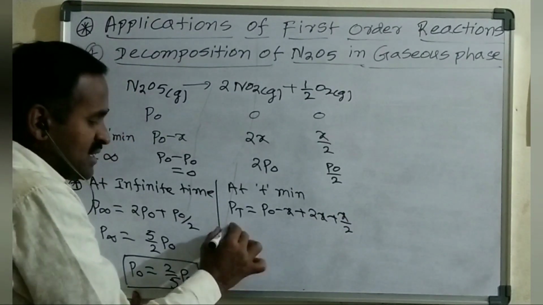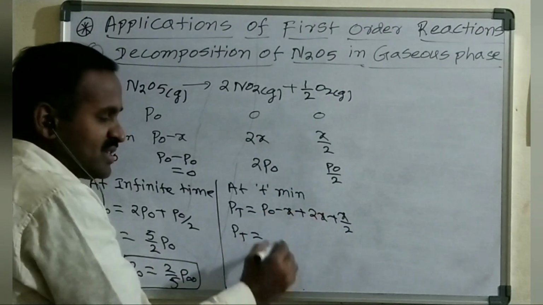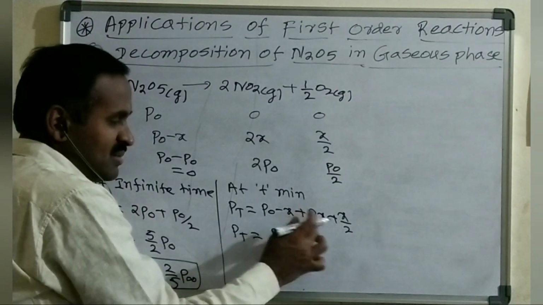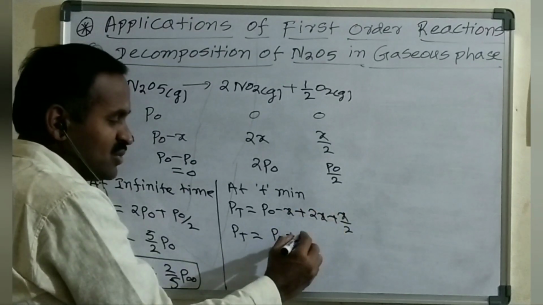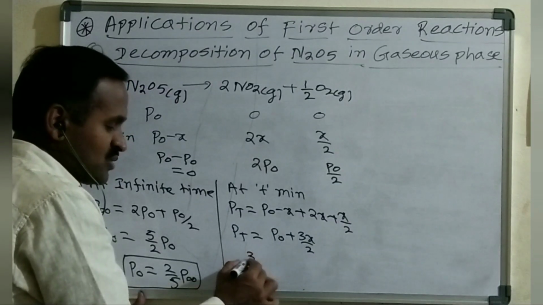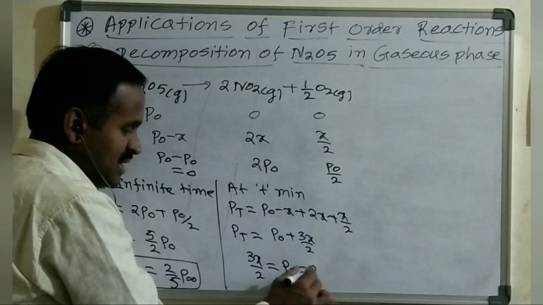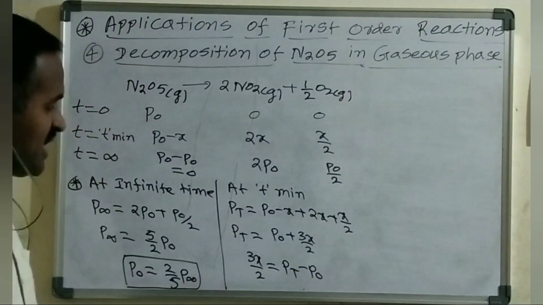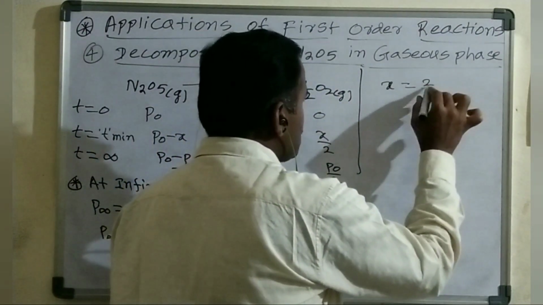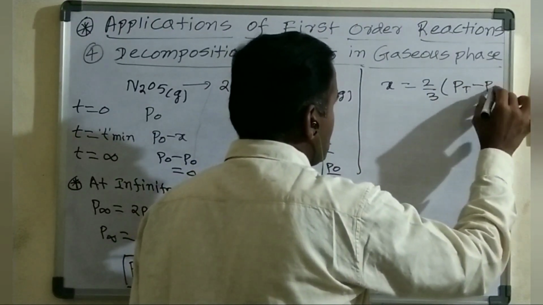So you can take P total equals P naught, minus x plus 2x, that means 2x minus x is x, plus x by 2, that is 3x by 2. So you can take 3x by 2 on this side, that equals P total minus P naught. But I want only x here, so x equals 2 by 3 of P total minus P naught.